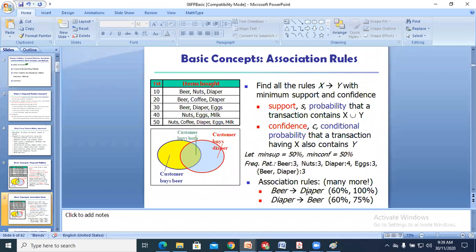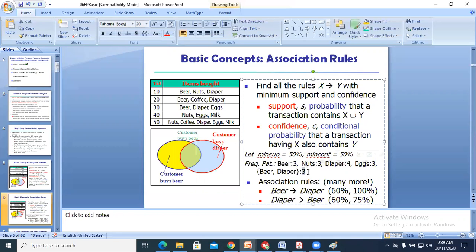So for this beer and diaper, what will be the support criteria? What is the support criteria? We will find the probability of X union Y, that both products X union Y are purchased 3 times together. So the support will be 3 out of 5 into 100, which is 60%.